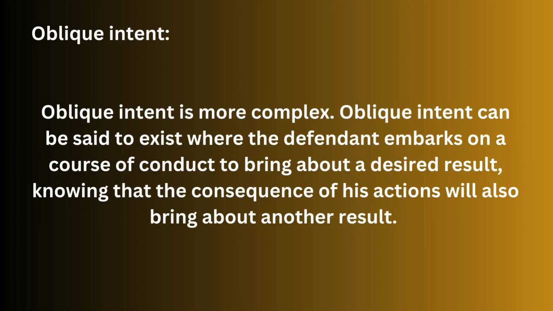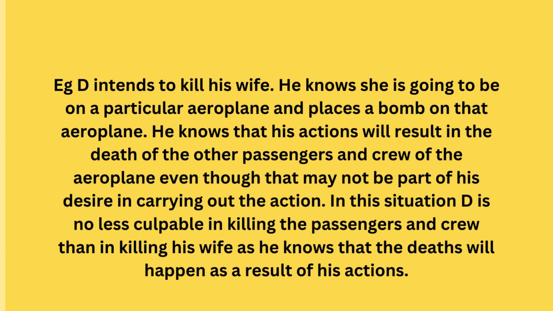Oblique intent. Oblique intent is more complex. Oblique intent can be said to exist where the defendant embarks on a course of conduct to bring about a desired result, knowing that the consequence of his actions will also bring about another result. Example: D intends to kill his wife. He knows she is going to be on a particular airplane and places a bomb on that airplane. He knows that his actions will result in the death of the other passengers and crew of the airplane, even though that may not be part of his desire in carrying out the action.